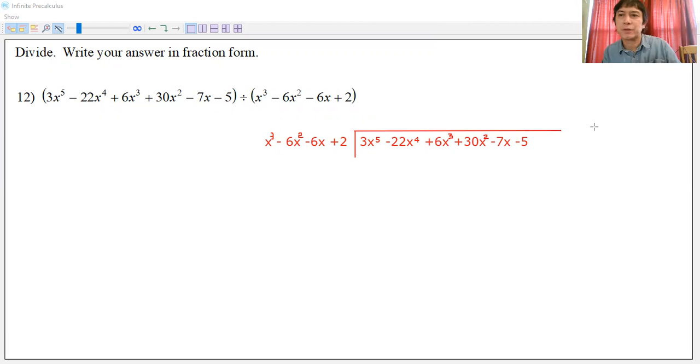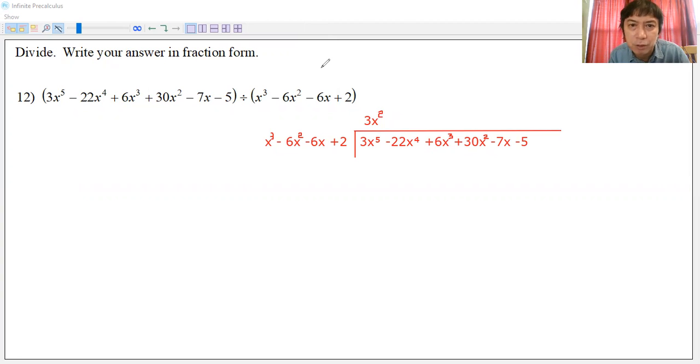Okay, let's start the division process. 3 divided by 1, that's 3. Okay, so it's 3 there. All right, x to the 5th divided by x cubed, it's x squared. So this is to the 2. That's 5 minus 3, okay? X to the 5th and x cubed.